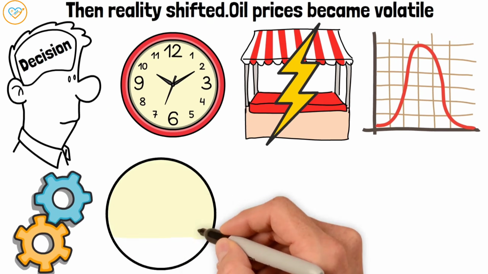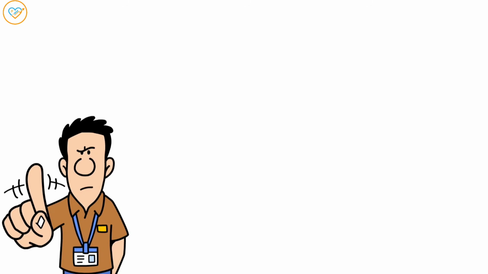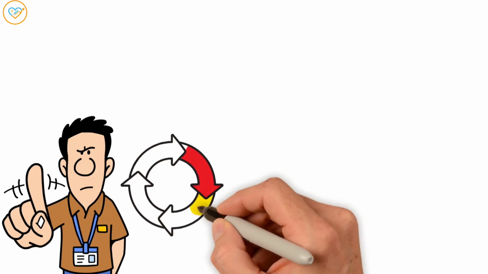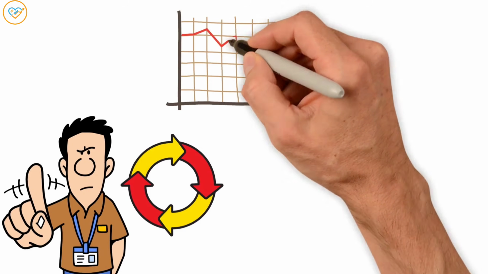SCHD does not react to mid-year. It does not panic sell. It does not rebalance emotionally. Instead, it allows a full cycle to play out. Then it reassesses everything at the next reconstitution.